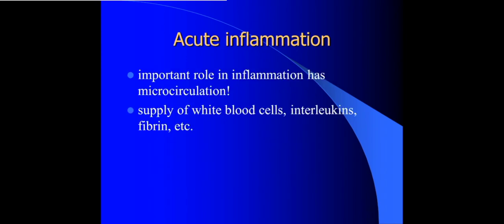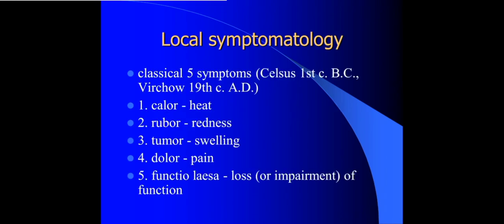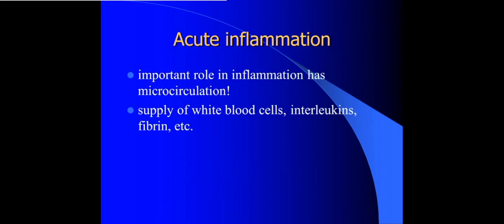Now first we discuss acute inflammation. Acute inflammation has an important role. Inflammation involves microcirculation. It supplies white blood cells, interleukin and fibrin. When inflammation takes place, for example some insect bites your body surface, then the white blood cells will come, the number of interleukin will be increased and fibrin will be increased to cure that acute inflammation. So that inflammation is cured by white blood cells, interleukin and fibrin.